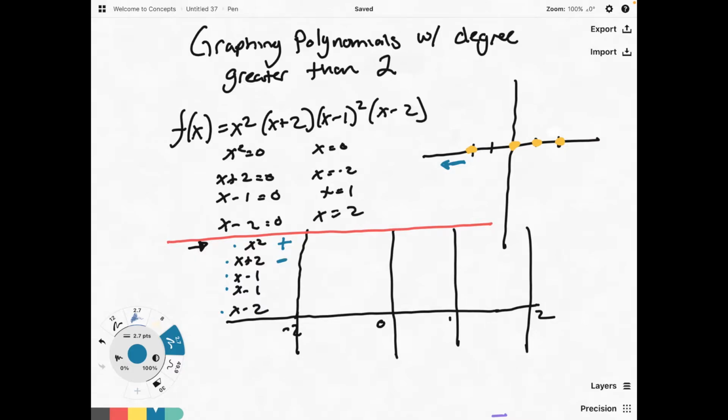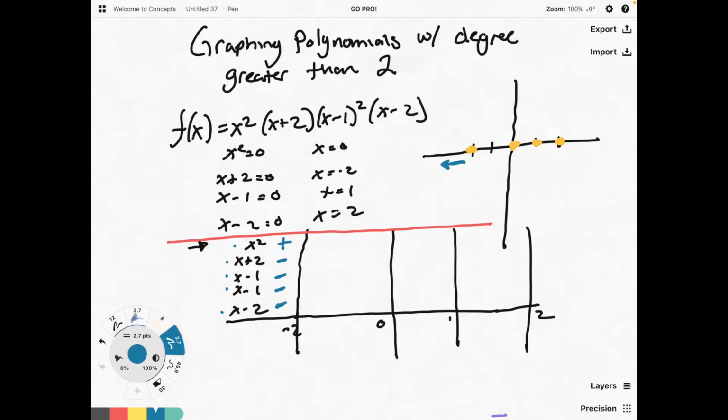We have an x minus 1, so we're going to plug in -3 into that x minus 1. We get -3 minus 1 is going to be -4. That is a negative. x minus 1 again, it's going to be a negative because -3 minus 1 is a -4. And then our last factor that we have is x minus 2. If we plug in a -3, we are going to get -3 minus 2, which is a -5.